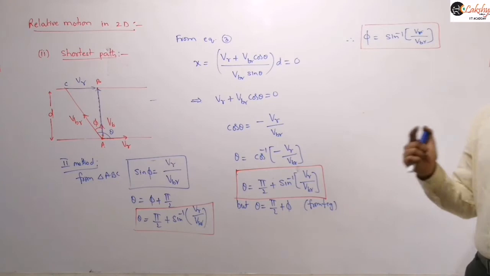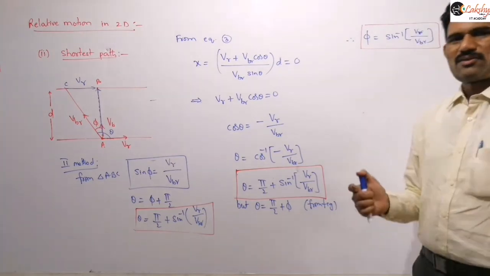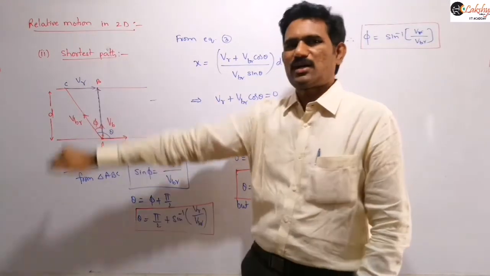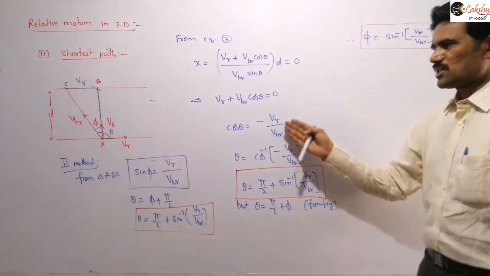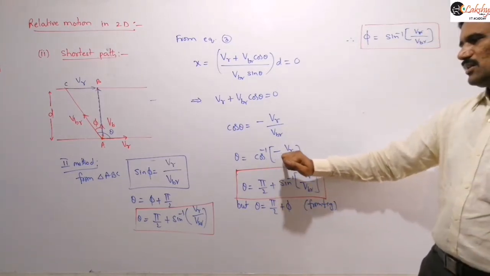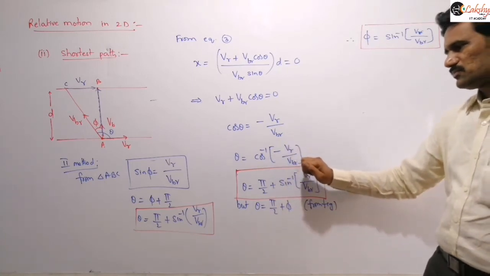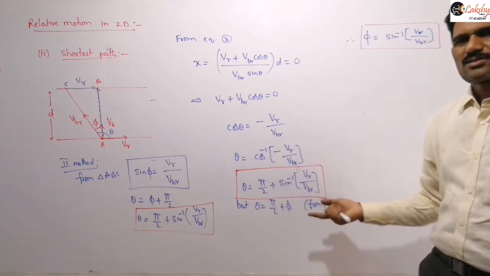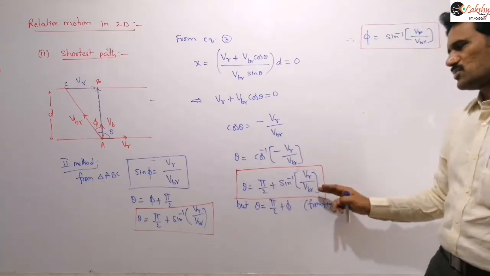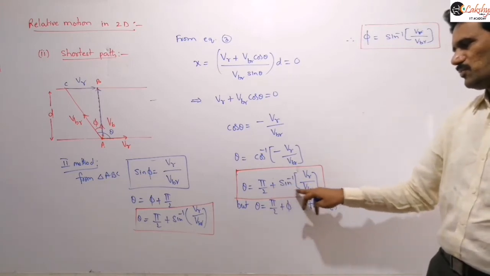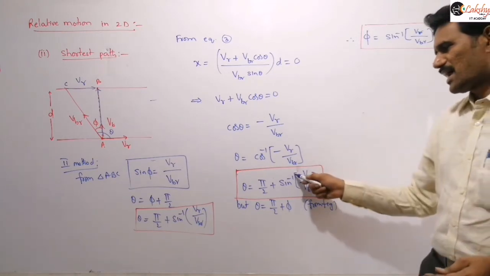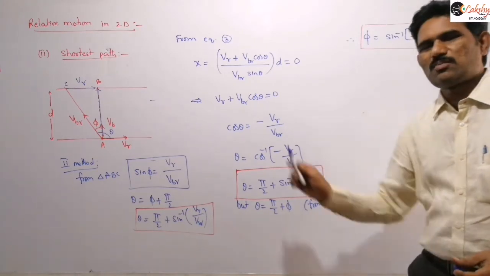That means when it is crossing the river in the shortest possible path, the drift value should be 0. It is starting from here, and it should reach the directly opposite point. As we know the general expression for the drift, we are equating that to 0. Then cos theta is equal to minus VR by VBR. Converting this into a sine function using inverse trigonometry, you will get pi by 2 plus sine inverse of VR by VBR.